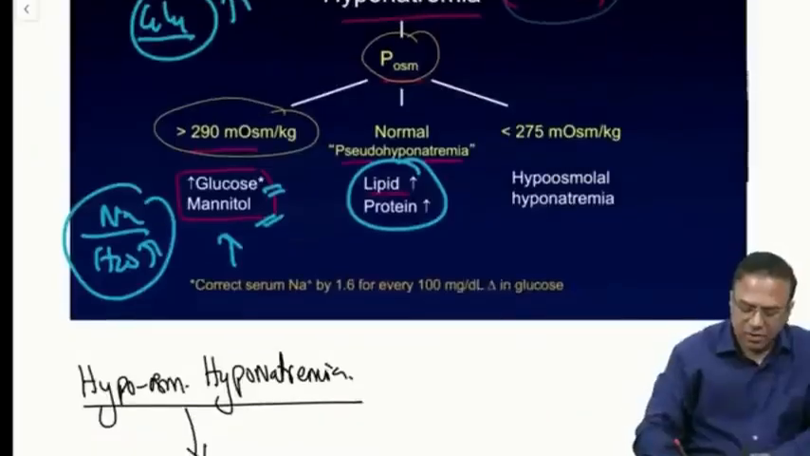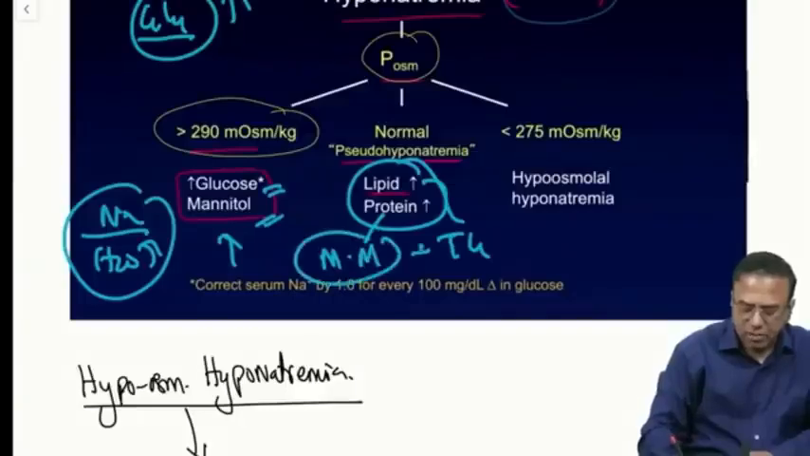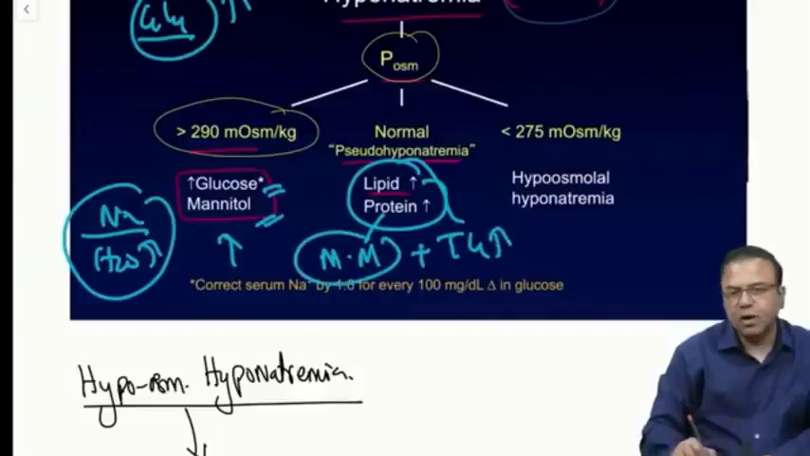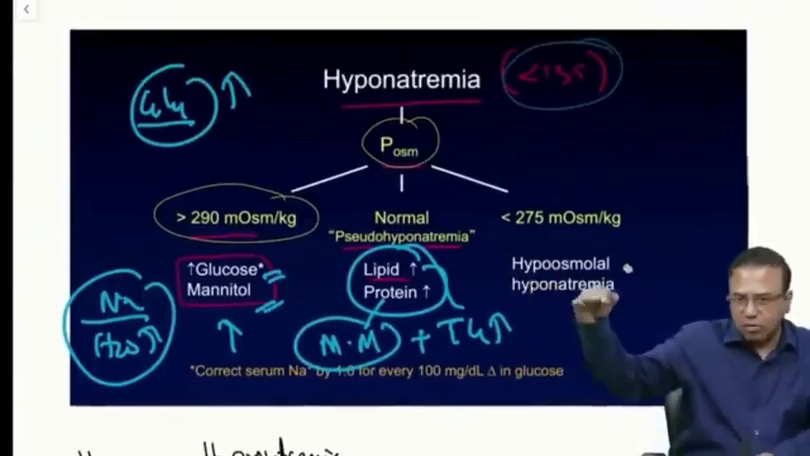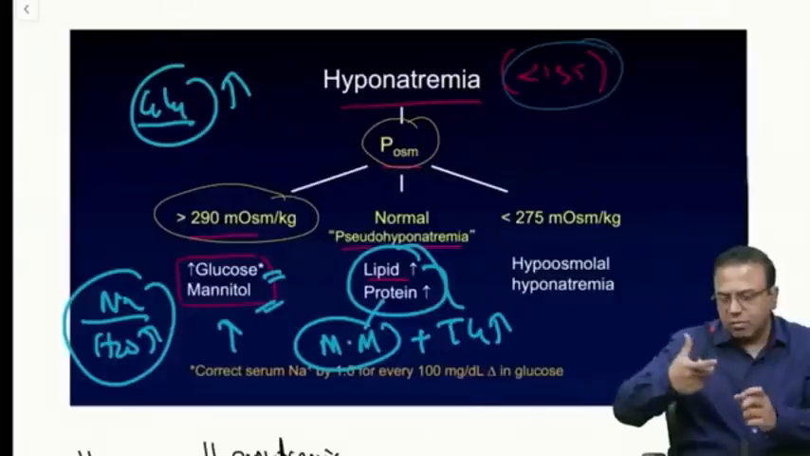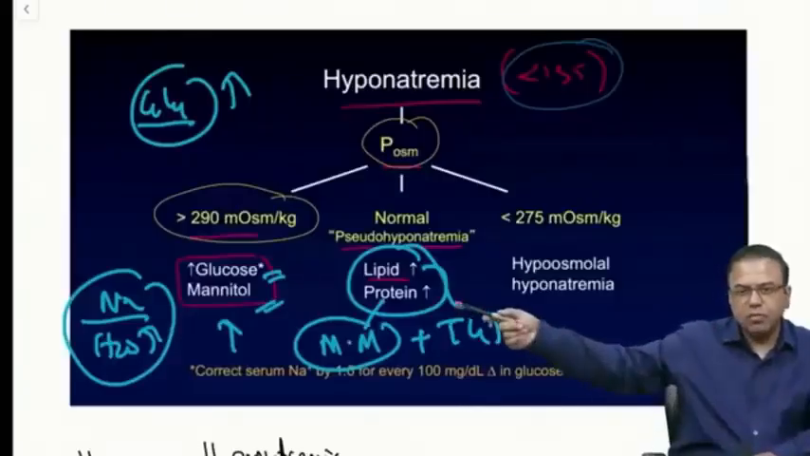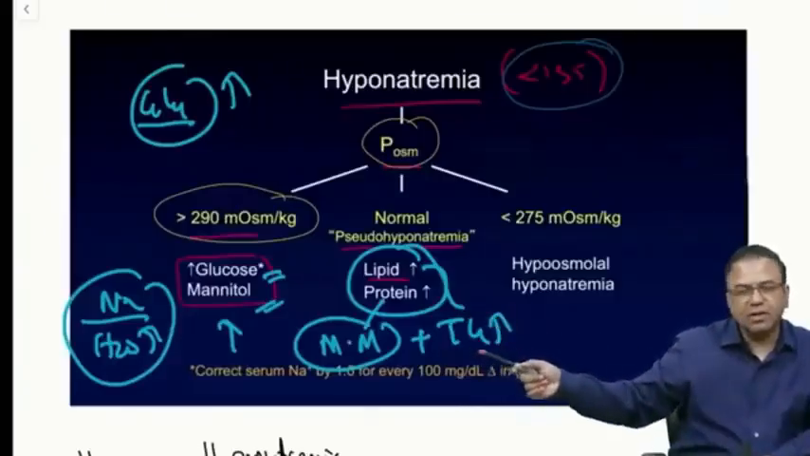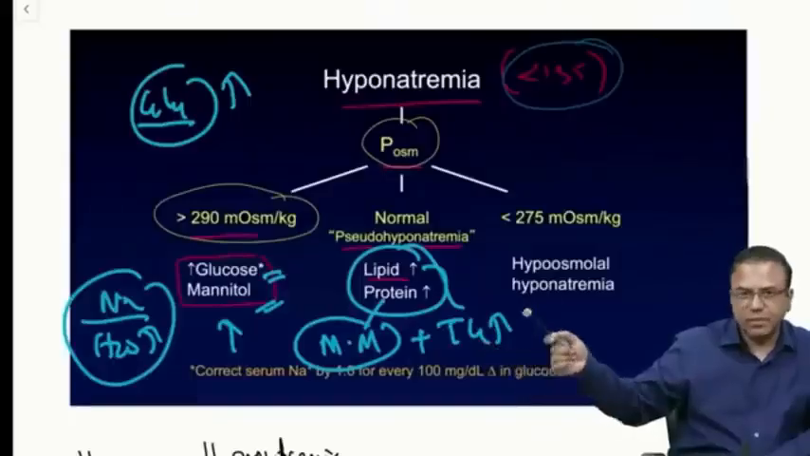And this typically happens in patients who have high triglycerides or a patient with multiple myeloma. So hypertriglyceridemia and multiple myeloma are causing pseudo-hyponatremia. Actually, body sodium is normal. It's our measurement problem, because when you draw the sample, the protein displaces the sodium. So you collected less sodium in your sample.